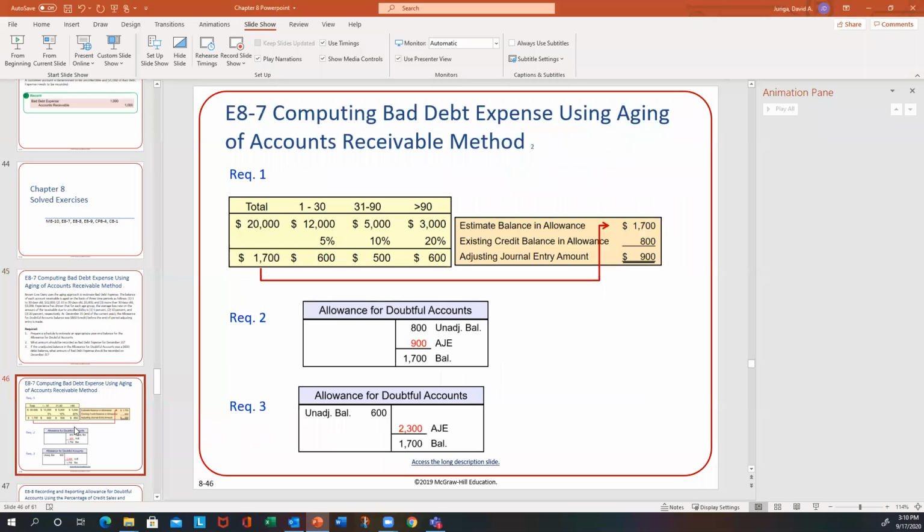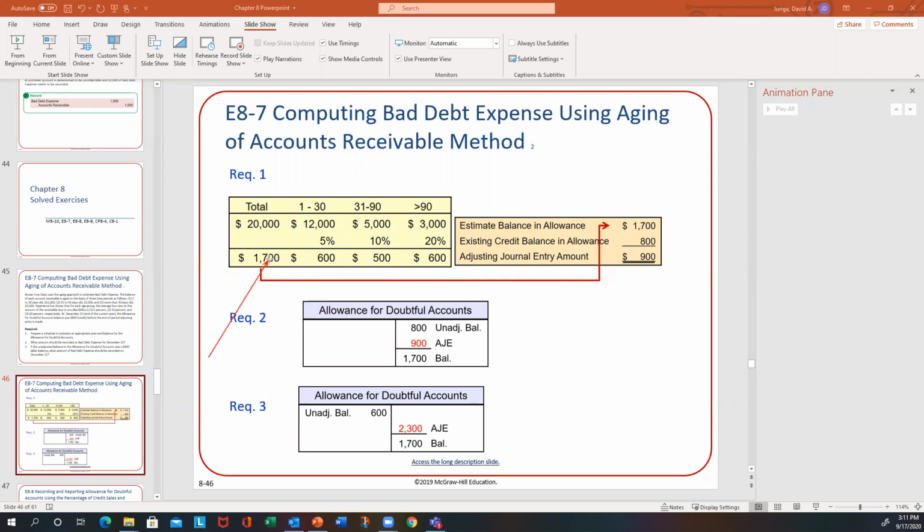All right, so let's first show you the aging part. So notice for the time period that the debt's outstanding, you just take a probability, multiply it by that category, and you come up with your estimate. So 5%, 10%, 20% times the categories, you add them up, you get 1,700. So remember, that is your estimate. That's what you want your allowance account ending balance to be.